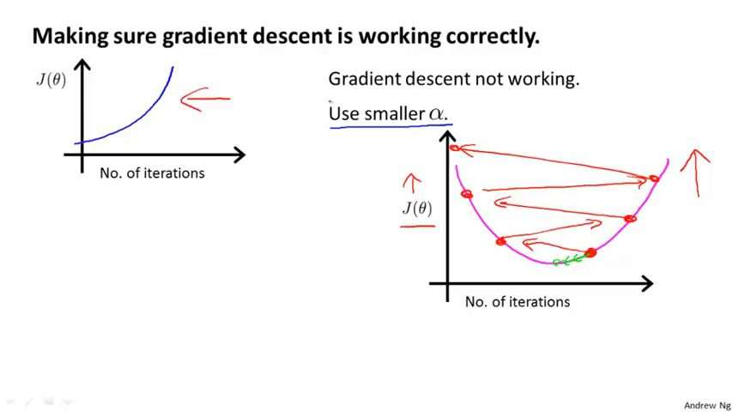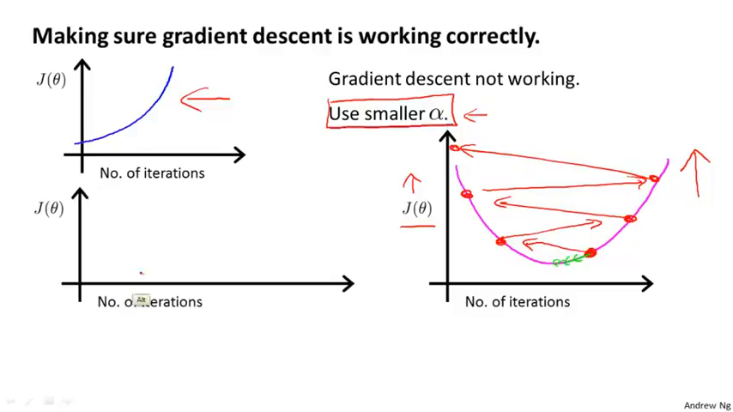If you see a plot like this, the fix is usually to just use a smaller value of alpha. Also, of course, make sure your code does not have a bug in it, but too large a value of alpha is the most common problem. Similarly, sometimes you may see J of theta go down for a while, then go up, then go down for a while, then go up, and so on. The fix for this is also to use a smaller value of alpha.